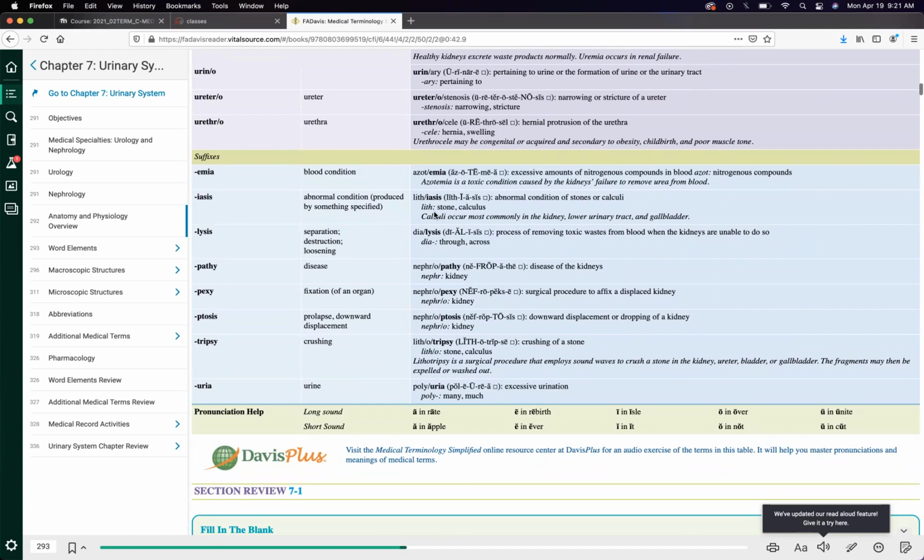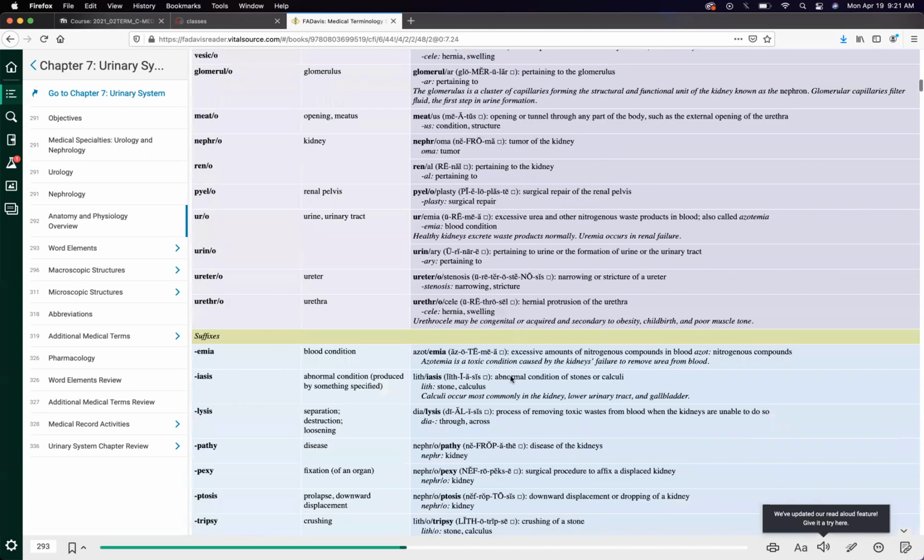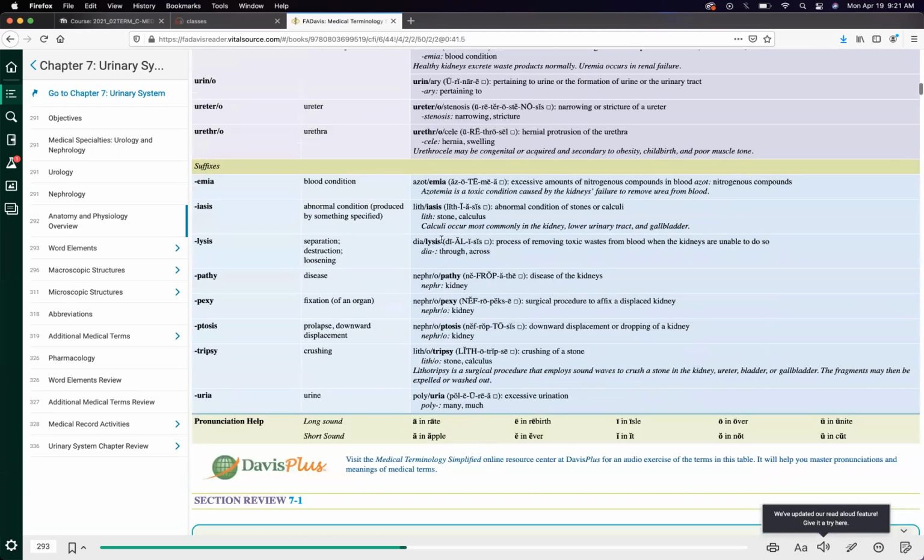I mentioned the word stone. If you have a stone anywhere in your kidneys, right? Or anywhere in the system, or anywhere actually, it's called lithiasis. Iasis is the suffix that means abnormal condition, right? And lith means stone. Calculi is another word for stone.